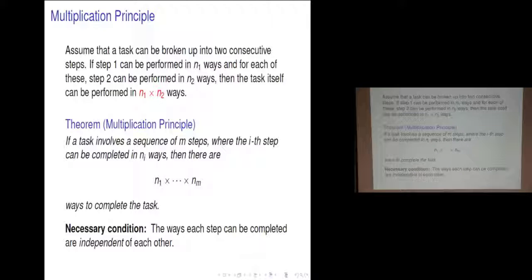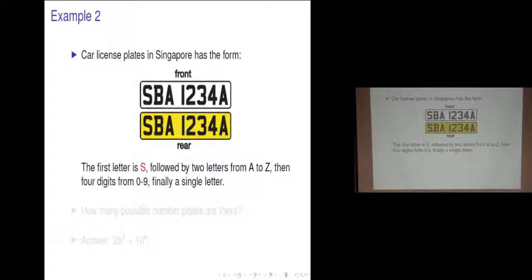The reason we can do this is because each step can be completed independently of the others. I choose the coat, it doesn't determine which hat I must choose. If they are related, then this counting is not right. But in most situations, they will be independent. So let's do some warm-up example.